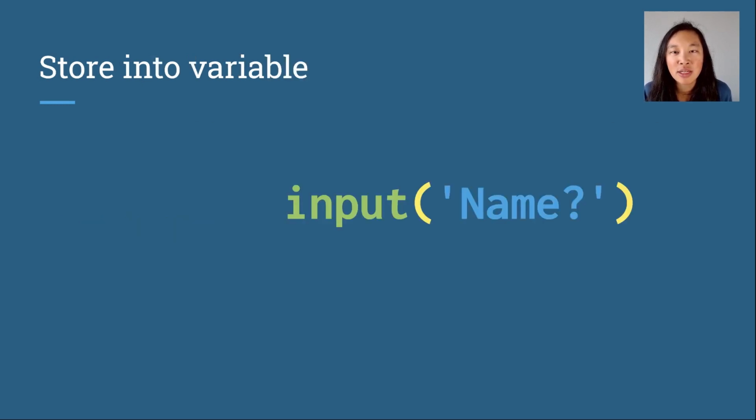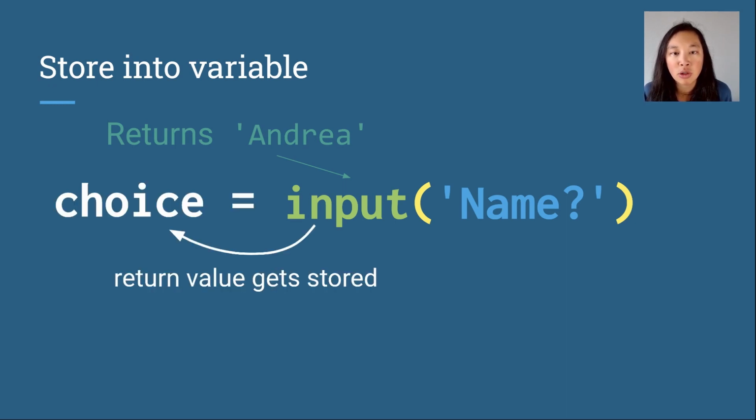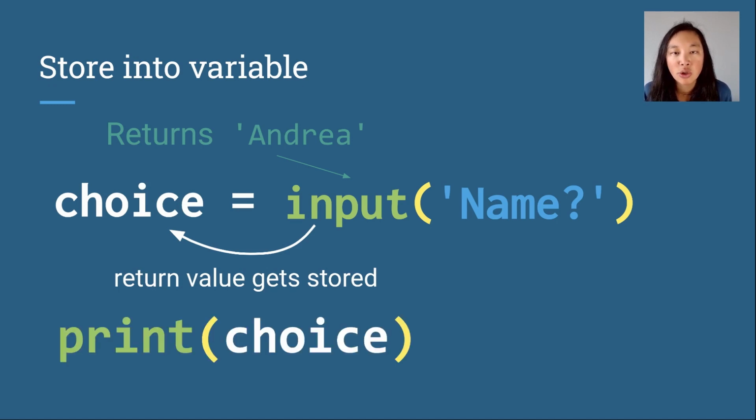Let's see how we can store it into a variable. So here's the same function. We said it returns Andrea in this example. We can store that return value into a variable called choice. So if we print out choice, choice now contains the value of the string Andrea. So when we print it out, it'll print out Andrea.